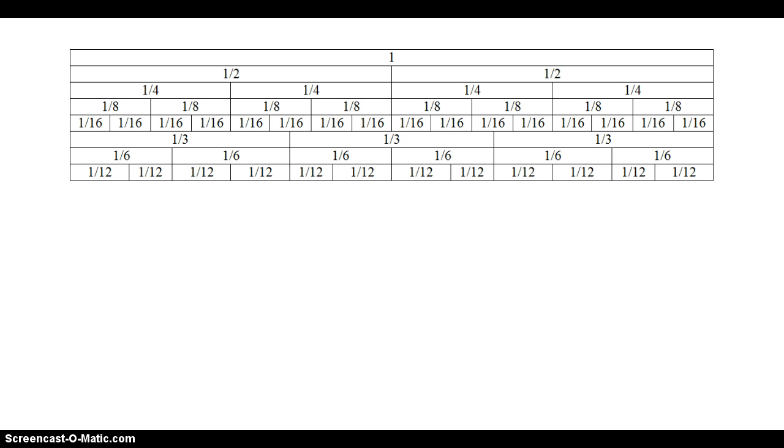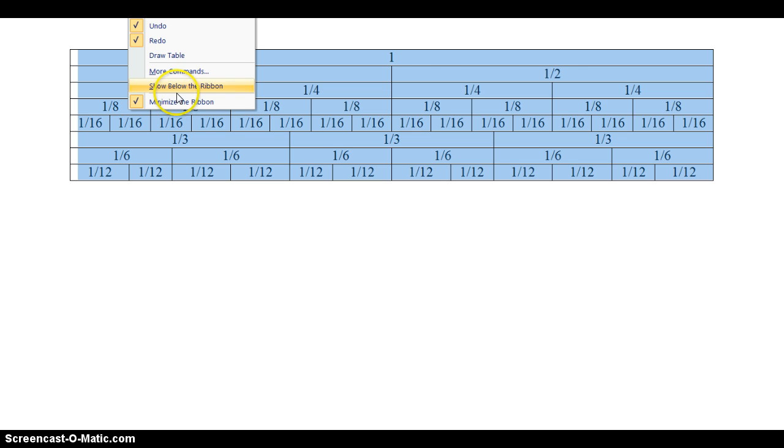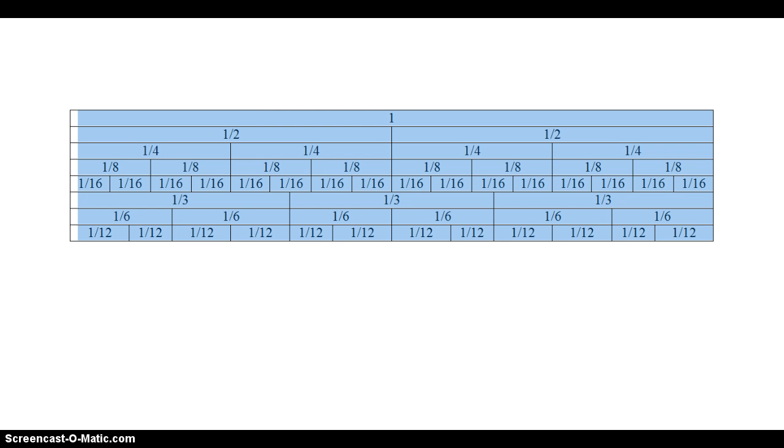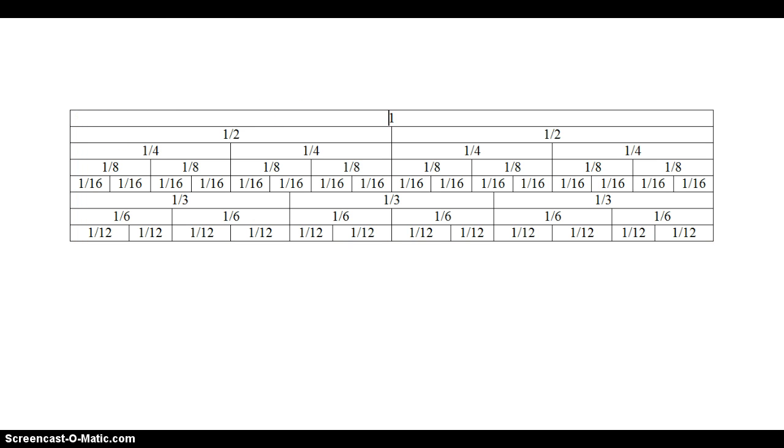Now, in the book it tells us that there are many ways to represent 1, and it offers a suggestion that students use their fraction strips that we created in an earlier lesson, to show that there are many ways that we can create 1. Now, I'm going to add to this fraction strip some color to show that there are different ways that equal 1.